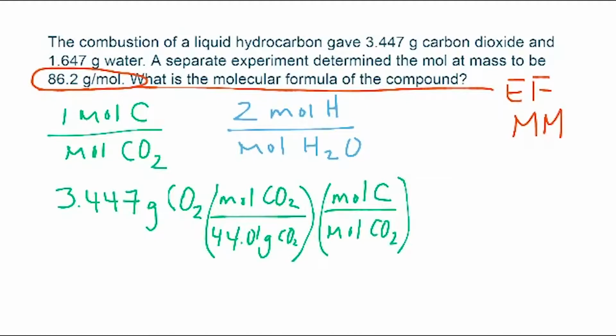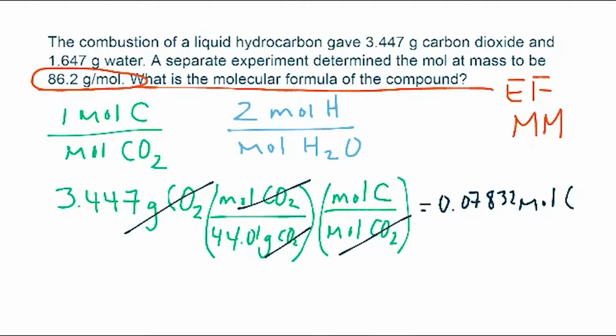Checking to make sure our units are working for us, we have grams of carbon dioxide canceling, moles of carbon dioxide canceling. We're left with moles of carbon, which is good because that's what we're after. And when we put this in the calculator, we get 0.07832 moles of carbon.